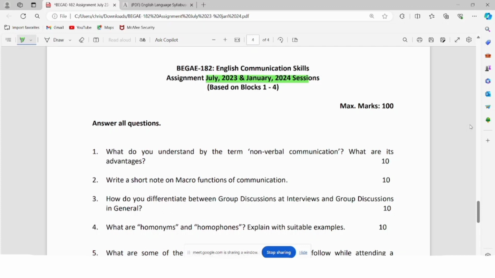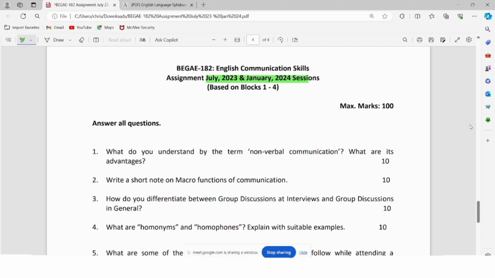We have discussed the general instructions. Now moving on to the specific instruction here, answer all questions. Before that, it is written that all these questions are based on blocks 1 to 4. As far as I am aware of, there are just 3 blocks within BEGAE-182. It could be a typo, it could be a typing mistake. So please be aware that within this course code BEGAE-182, you have for study just 3 blocks.